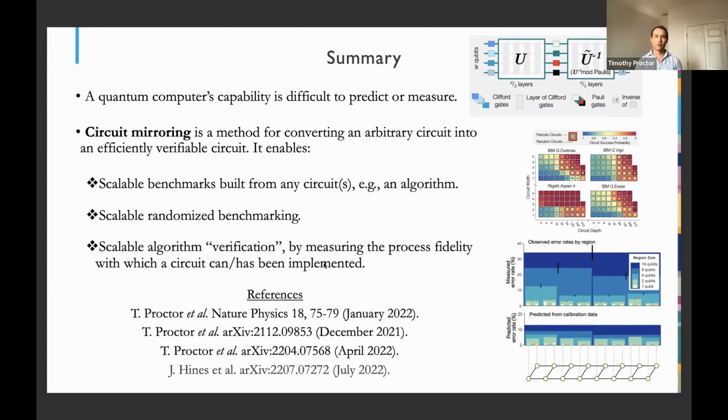Okay, I'm just going to very quickly summarize. A quantum computer's capability is difficult to predict or measure. We have introduced this technique called circuit mirroring, which allows you to convert an arbitrary circuit into an efficiently verifiable circuit. You can use it for scalable benchmarks built from any circuit, such as an algorithm. You can use it for scalable randomized benchmarking, and using a particular way of constructing these mirror circuits, you can measure the process fidelity with which a circuit has been implemented. If you want to read more, there are these 4 papers to take a look at.